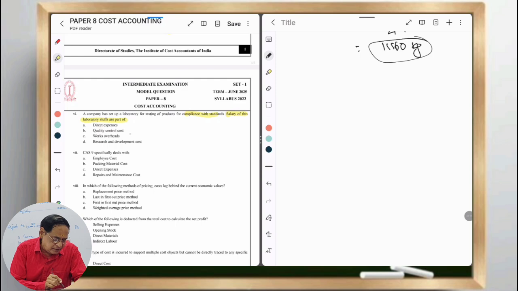Direct expenses is not correct. Quality control is correct. So the quality control cost is the correct answer. Make note of it. Answer B is the correct answer.